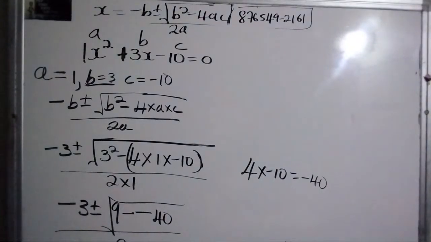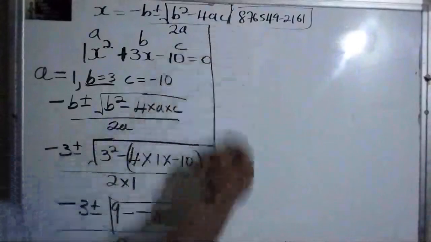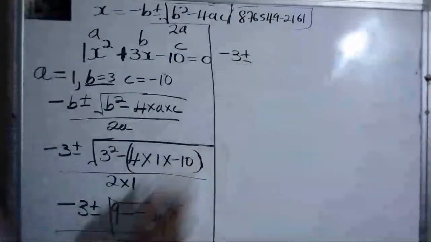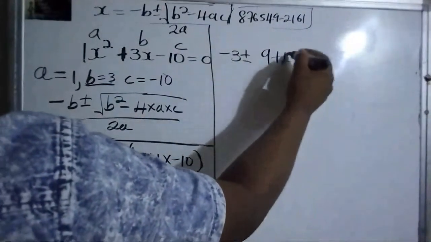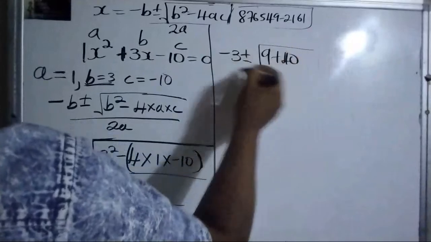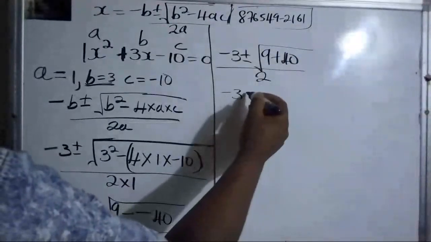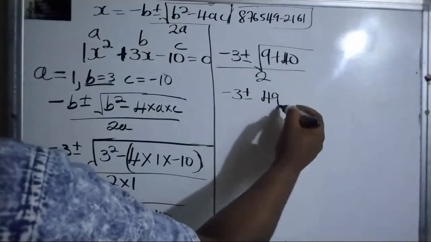Alright, so let's tidy up now. Hope everyone sees that. Now we have this under the square root. We're going to work out that part first before we touch the square root. So we have minus 3 plus or minus the square root of, this will become plus, so it's 9 plus 40, all over 2. Alright, so we're going to tidy up now, plus or minus the square root of 9 plus 40, that gives us 49.